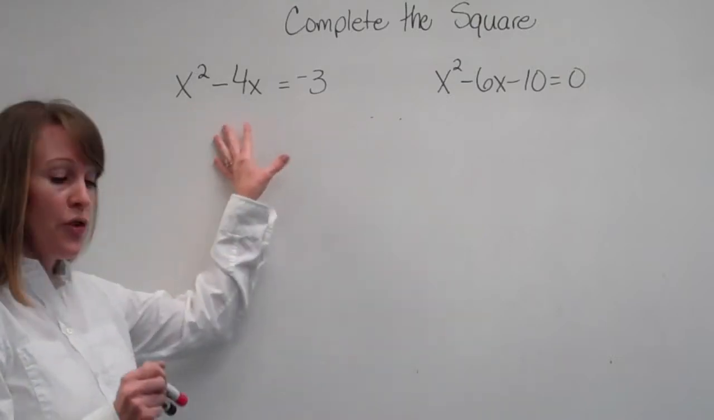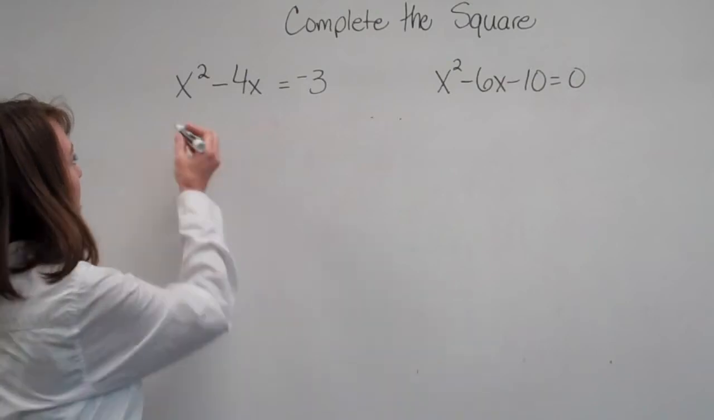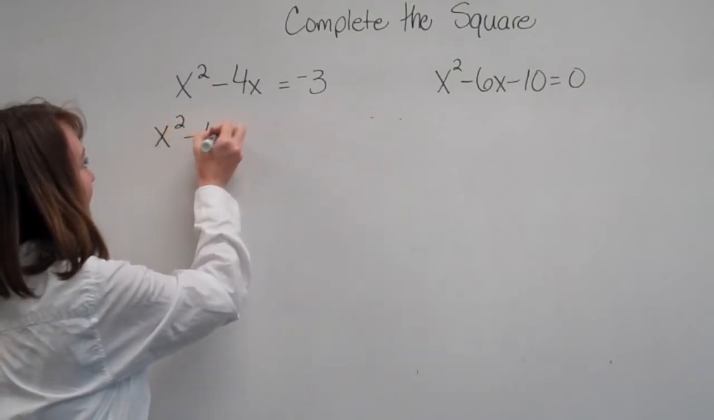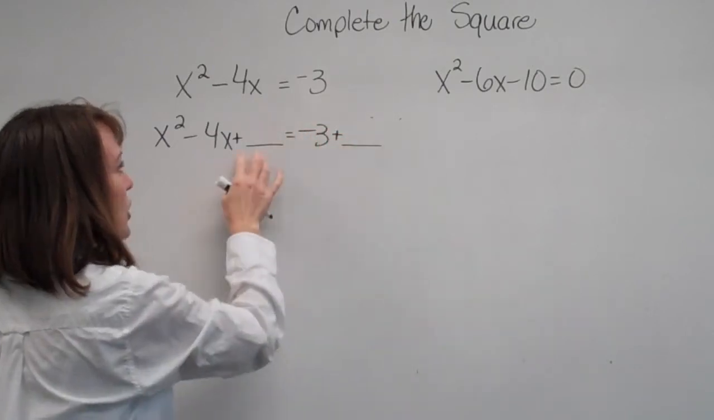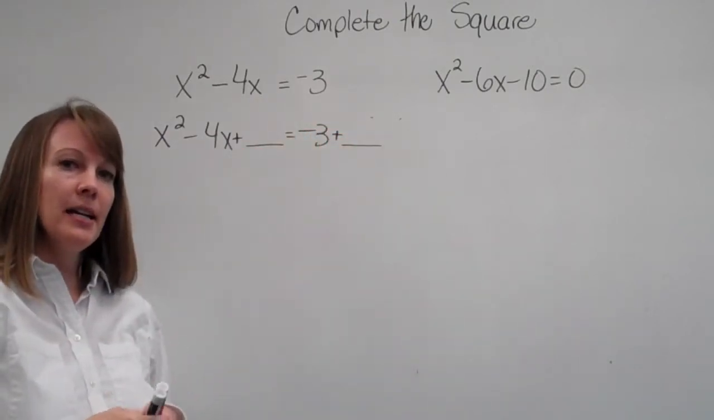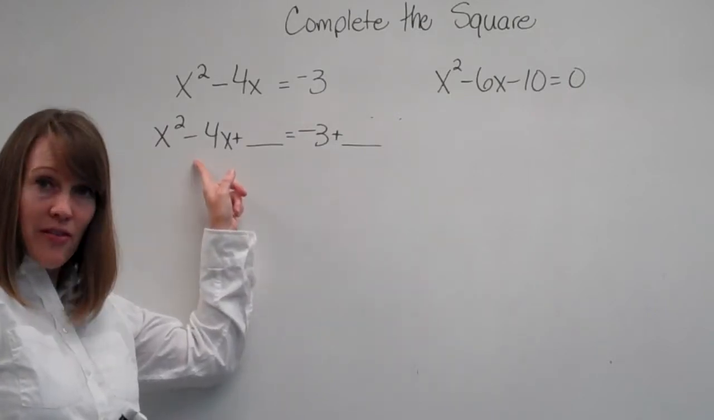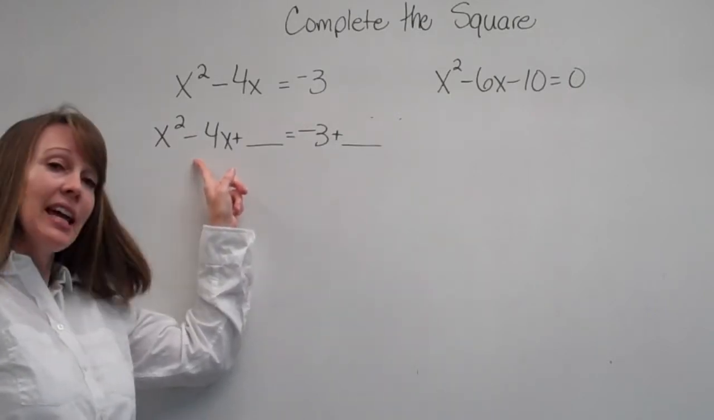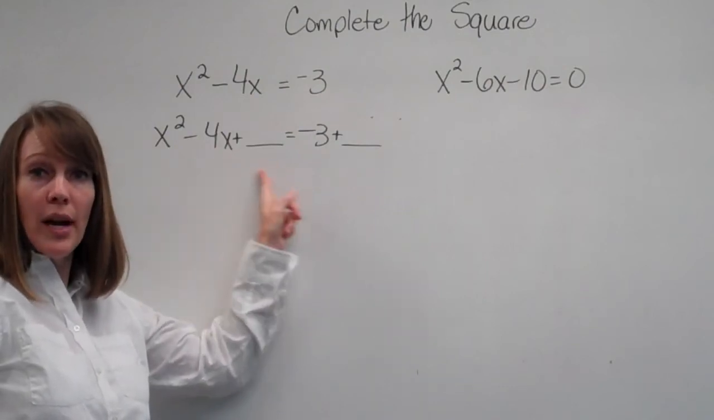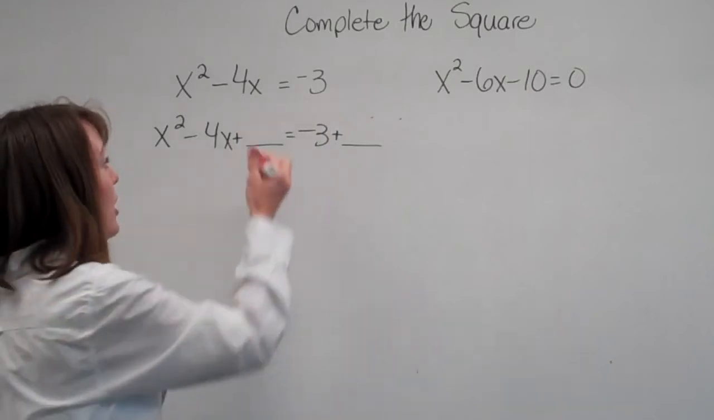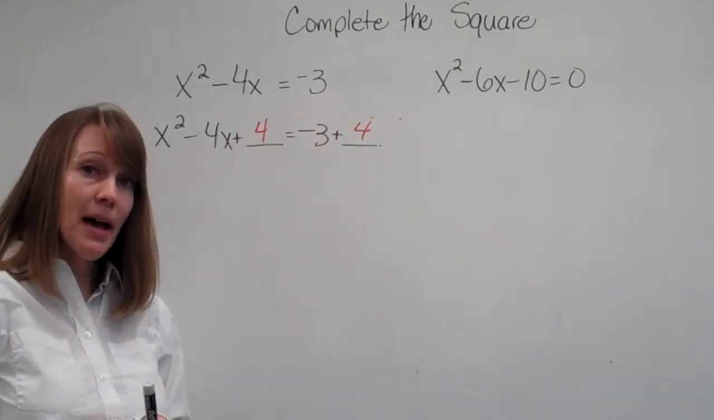Alright, so what we're going to do first is we're going to artificially create a perfect square. So the way that we do this is we're going to add a value to both sides of my equation that would create a perfect square on this side. So to create a perfect square, I know that the c value is half of the b value squared. So I take negative 4, divide it by 2, I get negative 2. And negative 2 squared is going to give me a positive 4. So I'm going to add a positive 4 to both sides of the equation to keep it balanced.